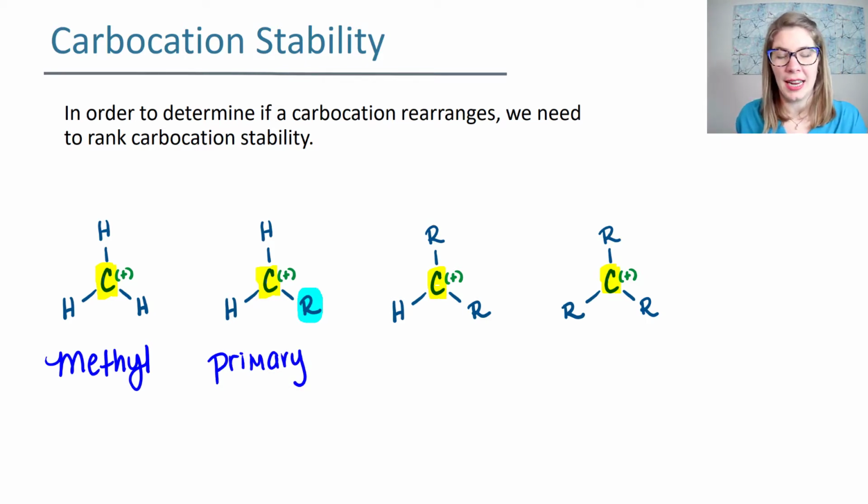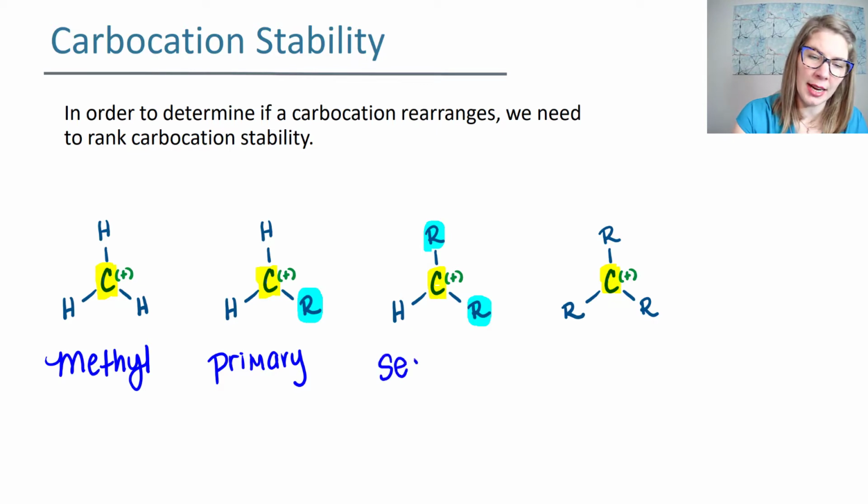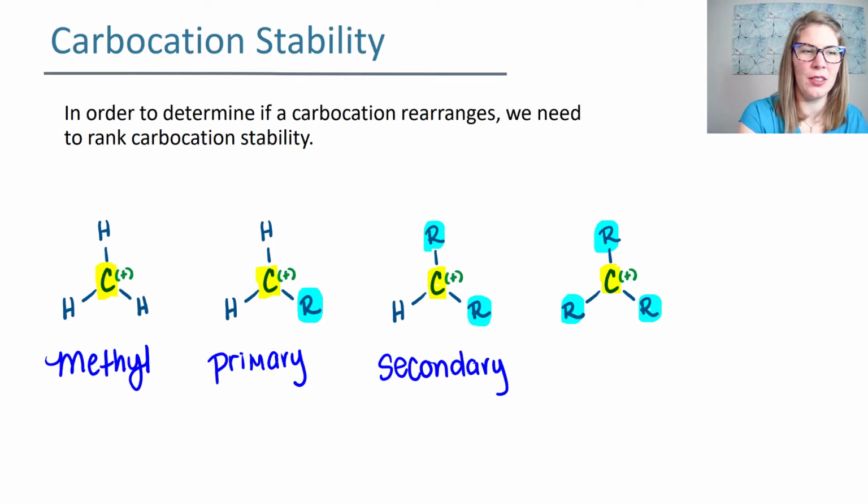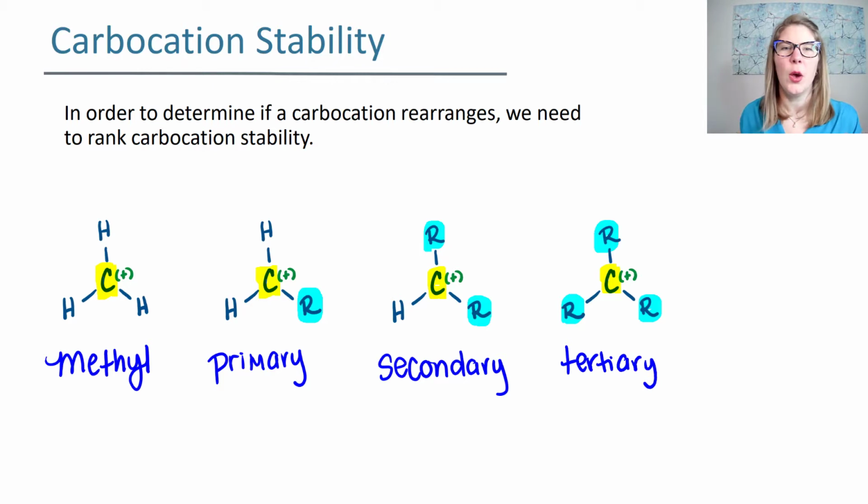Then if we look at the next one, we have 1 and 2 carbon groups attached, so this is called a secondary carbocation. Our next one has 3 carbon groups attached, and so this one is called tertiary. We can also abbreviate primary, secondary, and tertiary. People will call this 1 with a dot, 2 with a dot, and 3 with a dot. So we can classify these as primary, secondary, and tertiary more quickly.